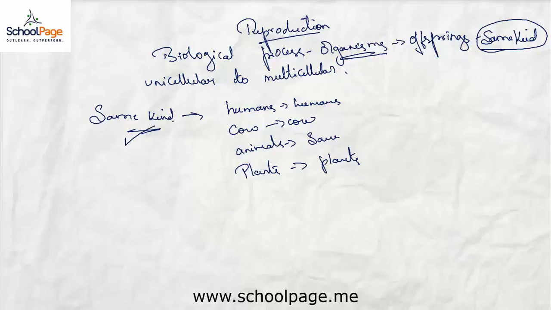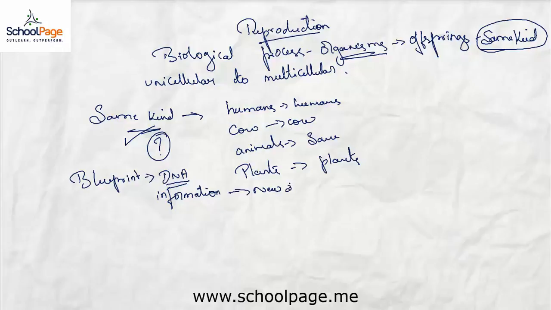Now, how is it possible? Why do organisms always give birth to the same kind of organisms? The reason is that there is something called a blueprint. This blueprint is DNA, a biochemical molecule, which carries information for producing a new organism of the same kind.